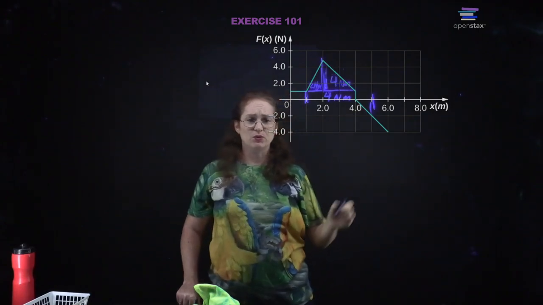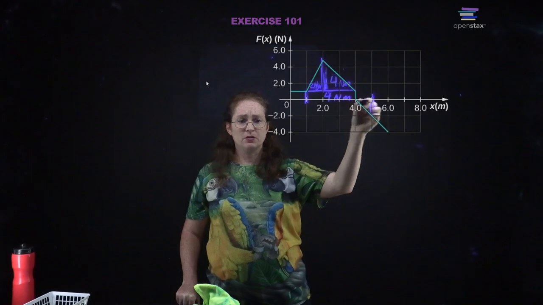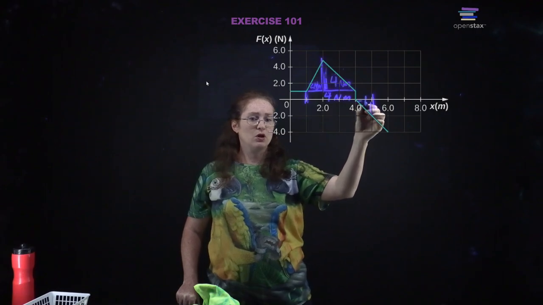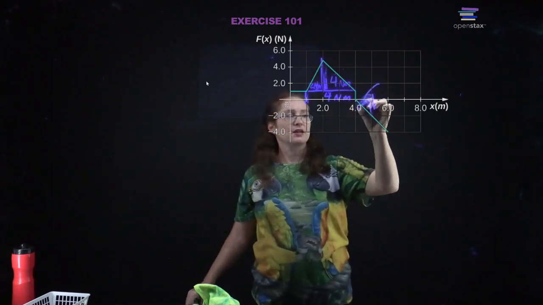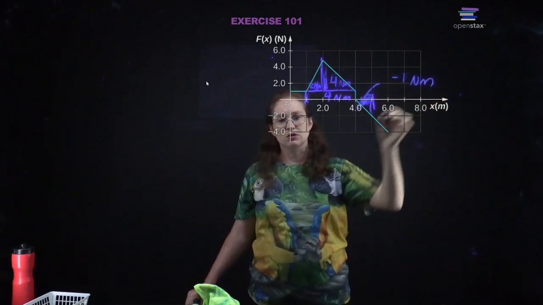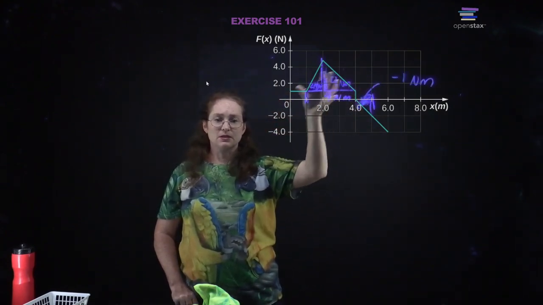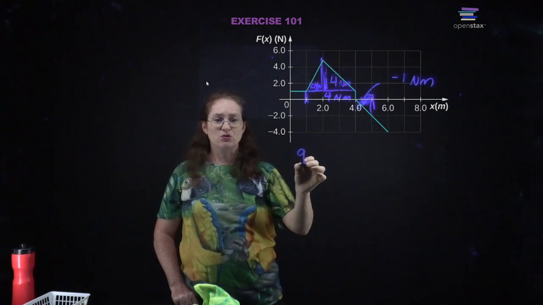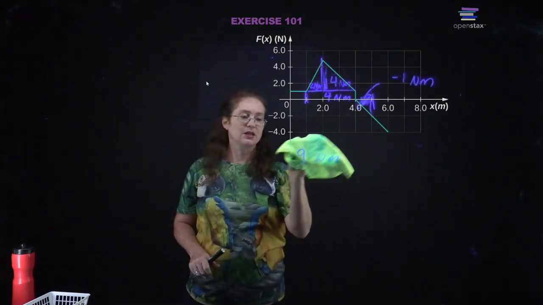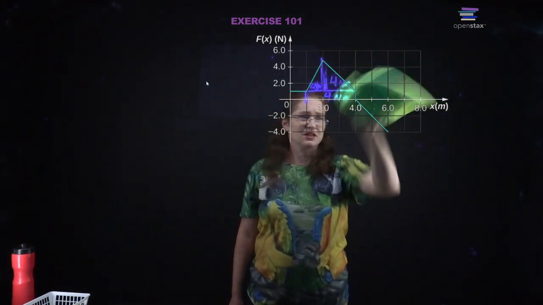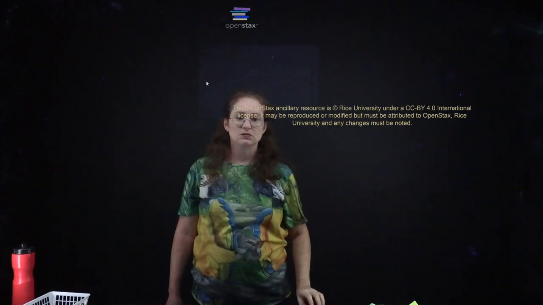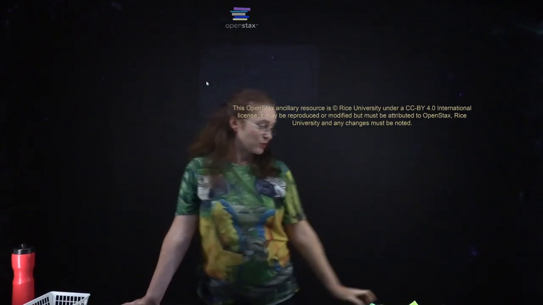A Newton meter is also equal to a joule. This is 1 by negative 2 by half, or negative 1 Newton meters. So I can add all of that up. This is 10 Newton meters minus 1 is 9 Newton meters. So when you're given something like that, the easiest way is just to calculate the area under the curve. All right, and with that, we're going to close this chapter. See you guys for the next one.